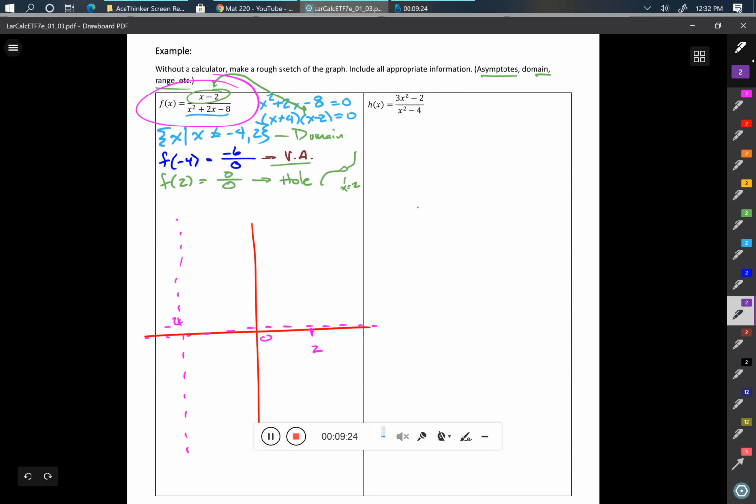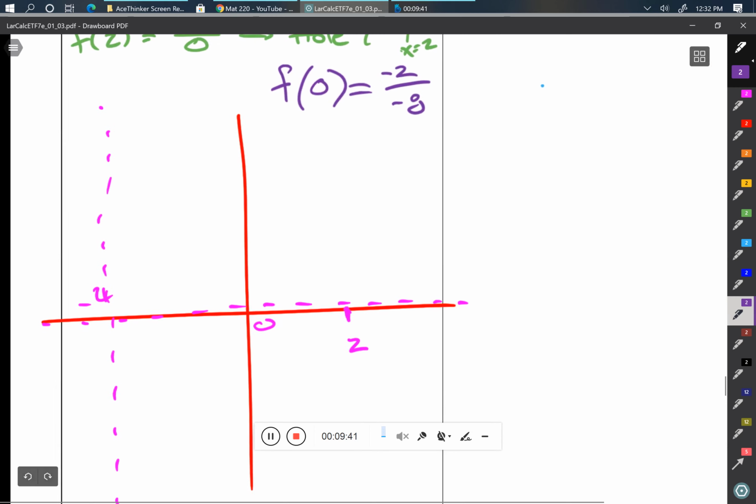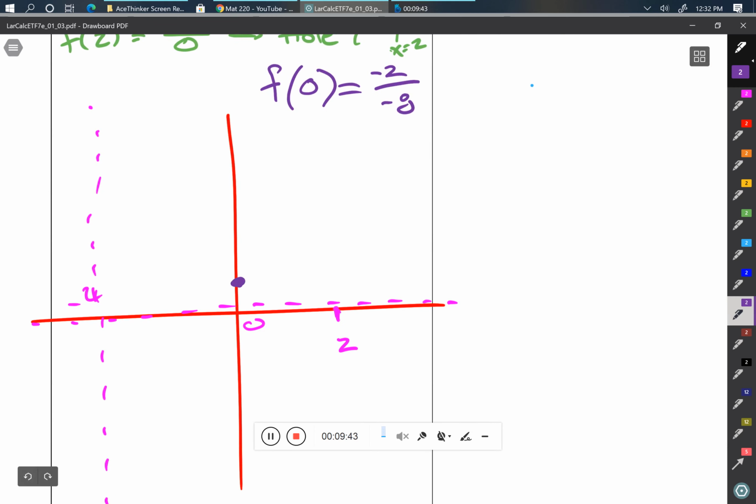So let's take a point to the right of that vertical asymptote, and because I'm lazy, I'm going to use f of 0. And what is going to be the value of this function when x is 0? Well, the numerator is going to be negative 2. The denominator is going to be negative 8. So that's 1/4. So that's right here. And so if I have a vertical asymptote at negative 4 and a horizontal asymptote at 0, and I'm above the axis there, I know that my graph has to look something like this. Except for right here at 2, there is a hole in the graph.